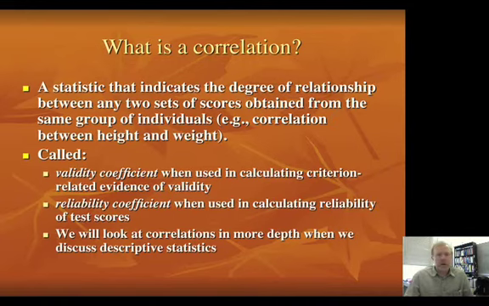We know very tall, very, very thin people. We also know shorter people who are not particularly thin. So we call these things coefficients. And so a validity coefficient is this idea of using the calculation between a criterion-related piece of evidence.